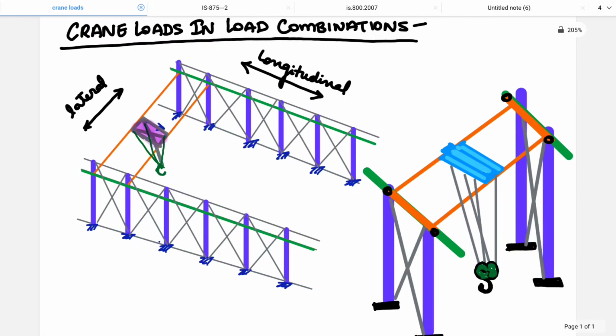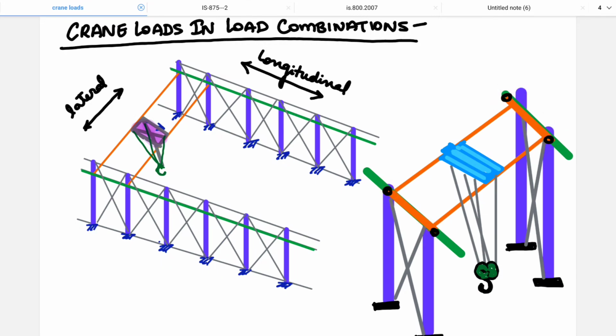My name is Shilpa Dikshit and today we are going to discuss crane loads in load combinations. So this is a typical challenging problem. Here we have this crane and this crane is taking support on four wheels, 1, 2, 3 and 4. These four wheels are also shown here, 1, 2, 3 and 4.